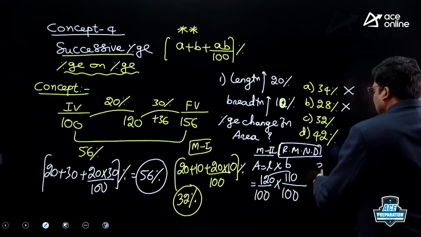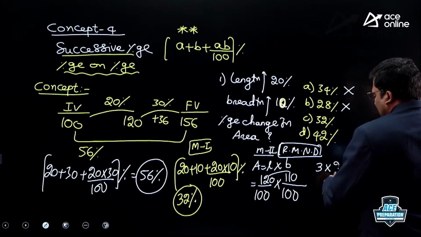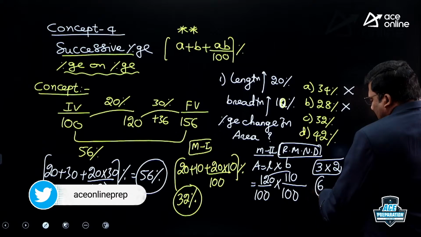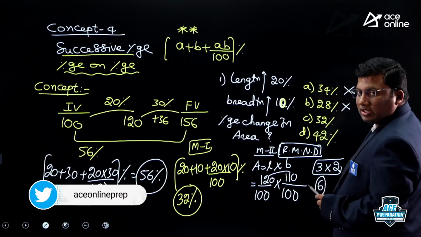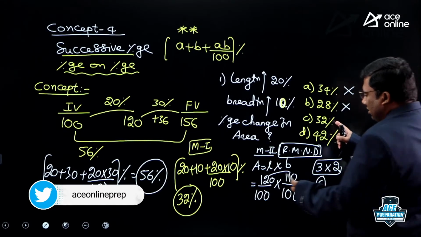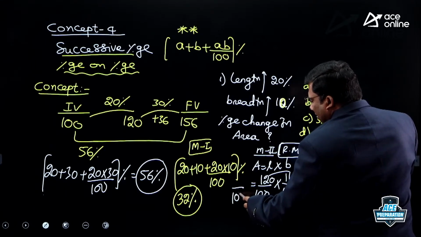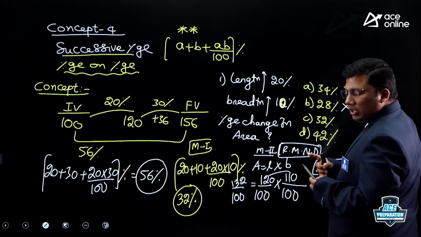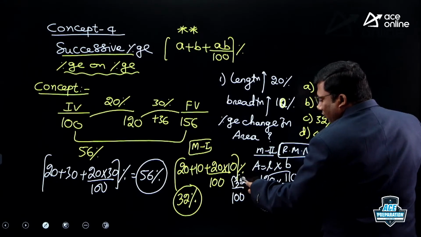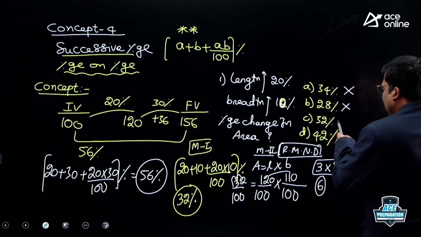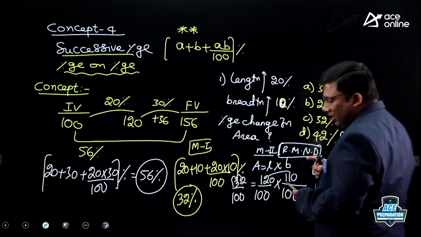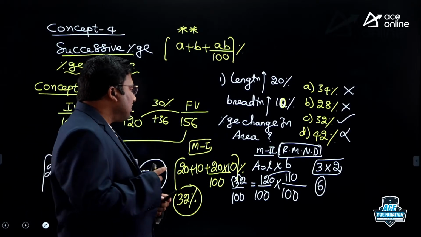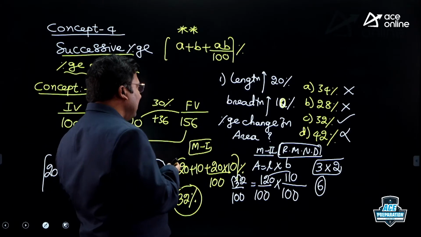120 digital sum is 3. 110 digital sum is 2. 3 times 2 is 6. Answer, digital sum should be 6. On 100, a 32 increase makes it 132. 3 plus 1 is 4, 4 plus 2 is 6. Answer, digital sum is 6. Finish. Even with very huge values you will get the answer very easily.